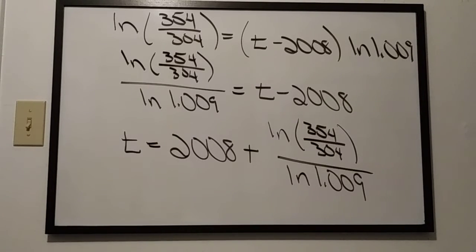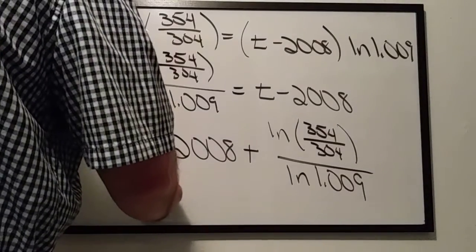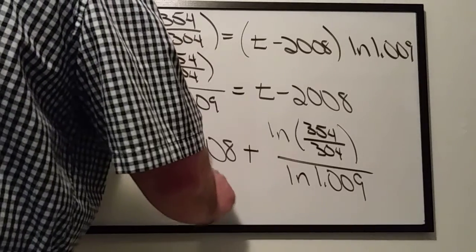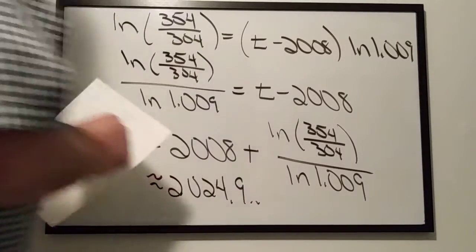So what I now need to do, because this is an application problem, is go to my calculator and find a decimal approximation for that second term, add that to 2008, and then I would have an idea of what's happening on this one. So go ahead and pull out your calculator, find the natural log of 354 divided by 304. Once you have that, divide that by the natural log of 1.009. Take that answer and add it to 2008. If you do that, then you should find that you have an answer of 2024 and then a whole bunch of digits after that. So 2024.9, and then it keeps on going.